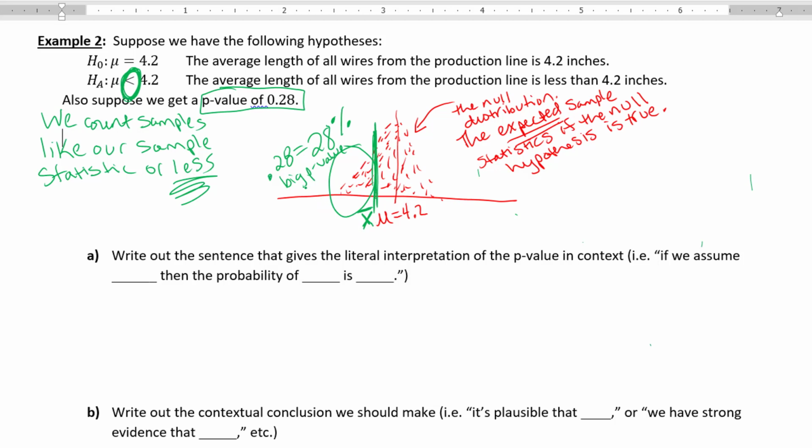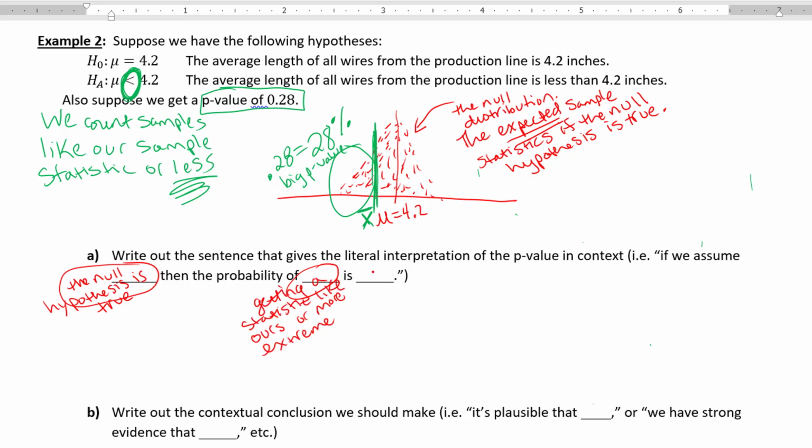So part A asks us to write out a sentence that gives the literal interpretation of the p-value in context. I always give you this hint of what I'm looking for: you want to write a sentence that's using the p-value definition, but you're going to say everything in context. Remember the definition of p-value. It's saying if you assume the null hypothesis is true, then the probability of getting a sample statistic like ours or more extreme is the p-value. We just need to say all that in the context of this problem, meaning it needs to relate to the average length of the wires and the 4.2 inches and so forth.